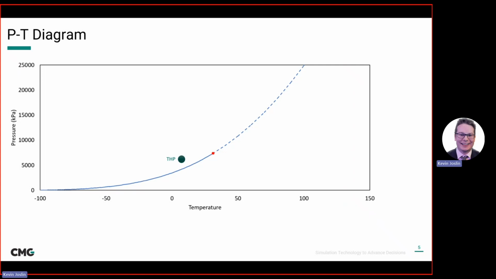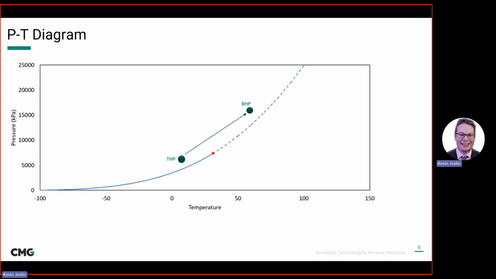The red dot represents the supercritical point, and if we're above the supercritical point, then we are in the supercritical region. The dashed line represents an extension of the saturation line, where to the left of the dashed line, we would be liquid-like supercritical fluid, and to the right, we would be gas-like supercritical fluid. The green dot represents, say, a typical tubing head pressure or wellhead conditions, where we're near the saturation point, so we're at a pressure higher than the saturation pressure, but a relatively low temperature.